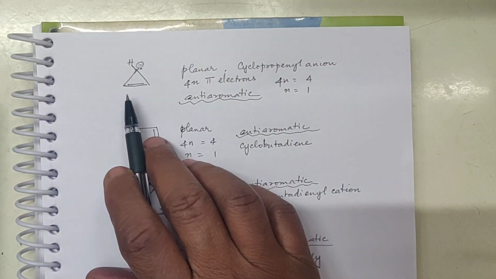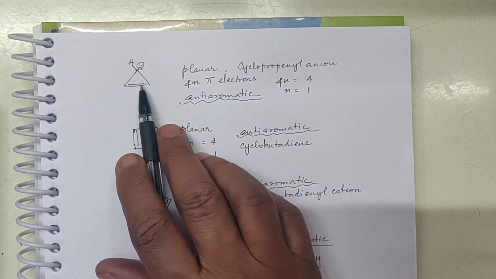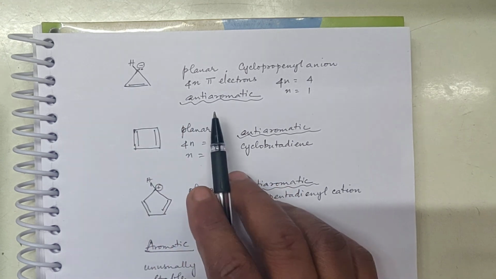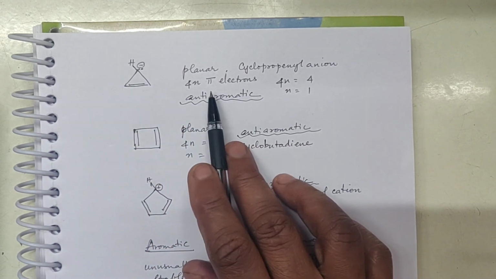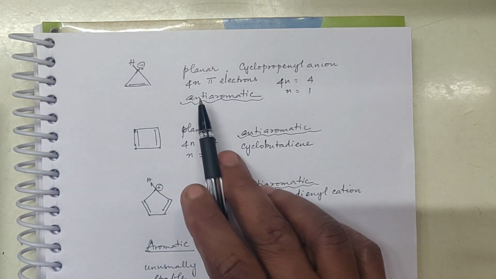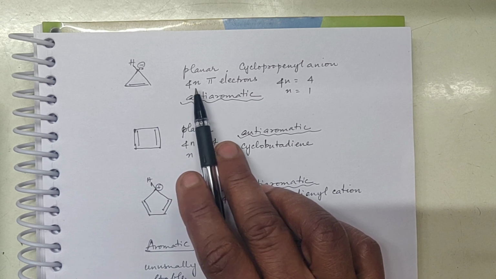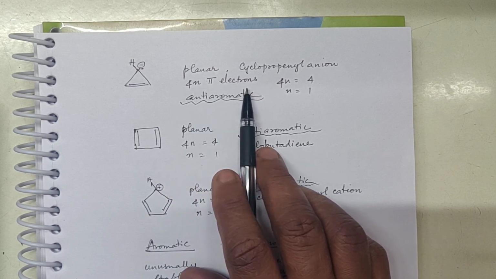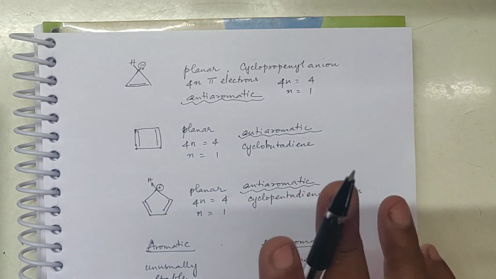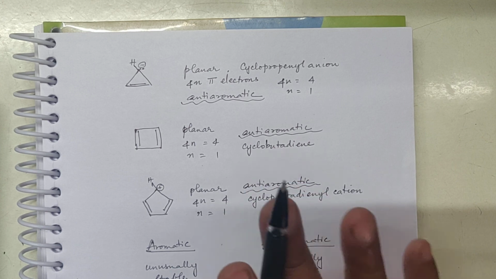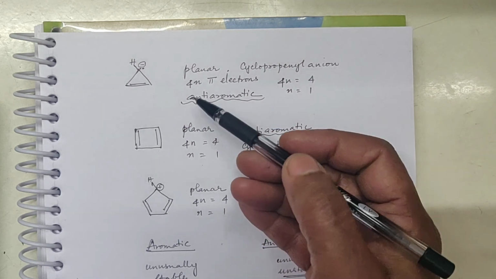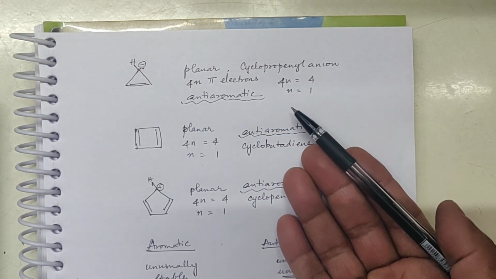Now look here. There are 3 carbon atoms, 1 pi bond, and there is a lone pair of electrons. In these examples, what we are going to see now, there are 4n pi electrons. That is, instead of taking 4n plus 2 as the number of pi electrons, here we are going to take 4n pi electrons. The previous examples we saw had 4n plus 2 pi electrons. Here we are going to take 4n pi electrons. That's what is there, right?